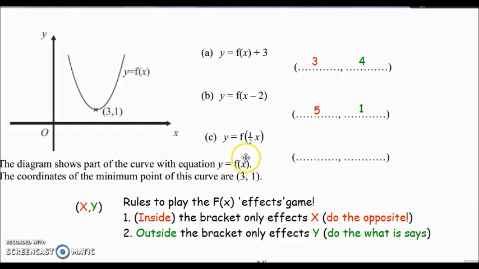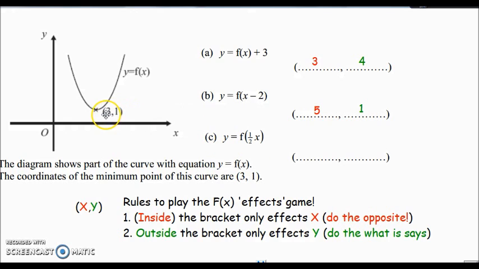Part C. Now we've got a strange one here. We've got the instruction inside the bracket. It's got a half right next to the x. That means it must be timesing, so timesing by a half. Let's look at the rules. It's inside the bracket. It will only affect the x coordinate. Do the opposite. So don't times it by a half. Divide it by a half.